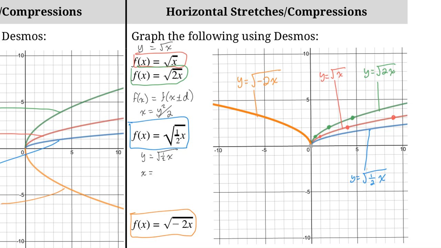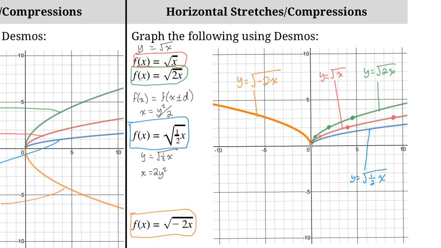So we need to isolate x. Remember, we have x is equal to y squared, and we have that 1 over 2 here. Now the opposite of that is just multiplying by 2. So x is equal to 2y squared. So all of our x values are actually being multiplied by 2 in our blue graph.